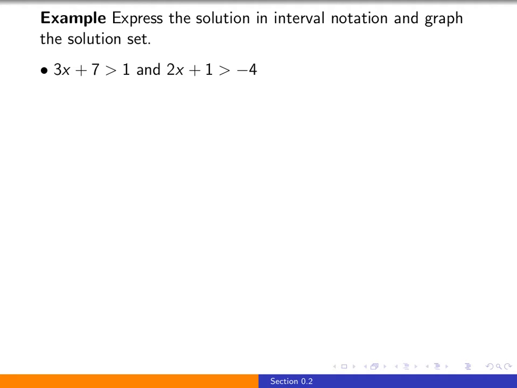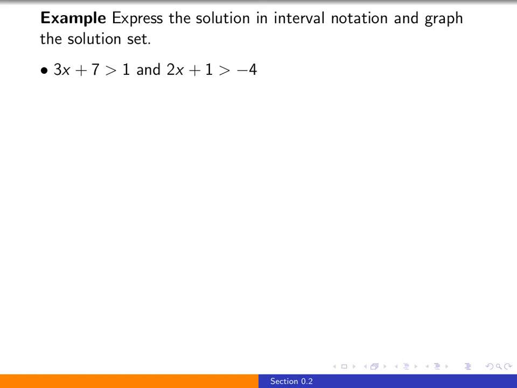In this video, we will look at the case of solving two inequalities simultaneously, or in the next example, solving at least one of two given inequalities. So in this example, we want to explore the simultaneous inequalities. We want to know what values of x will solve 3x plus 7 is greater than 1, and 2x plus 1 is greater than minus 4. So what we're going to do is just proceed through solving each of these.